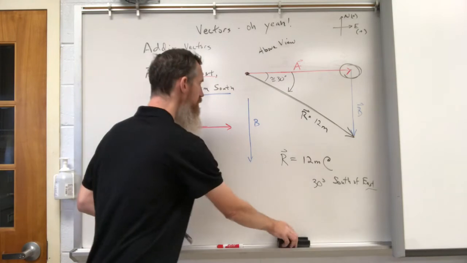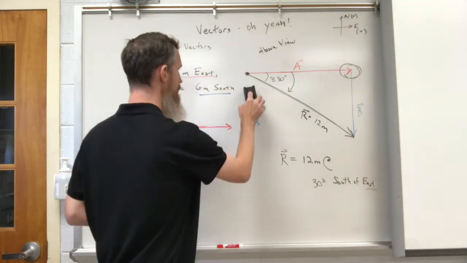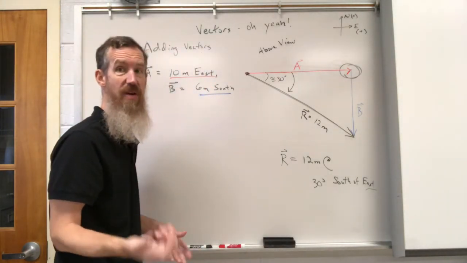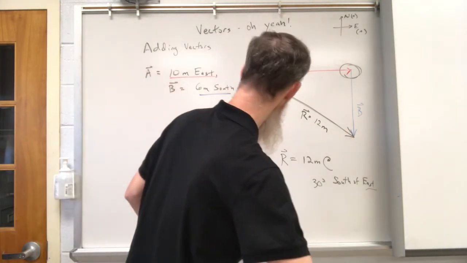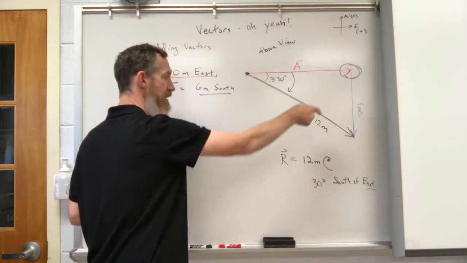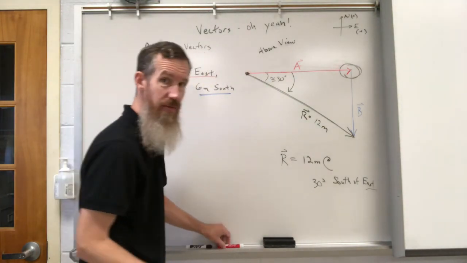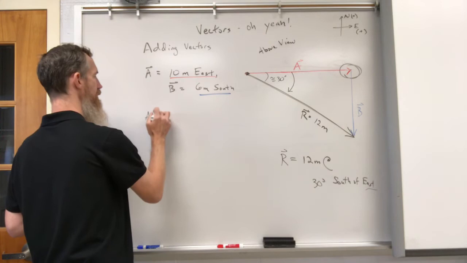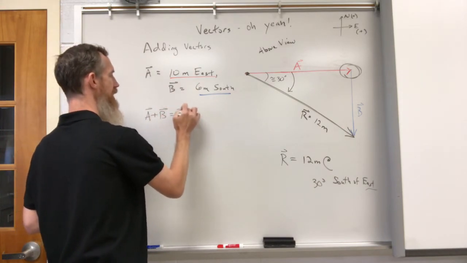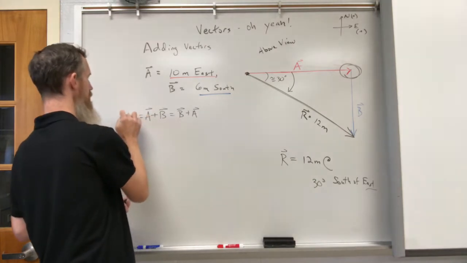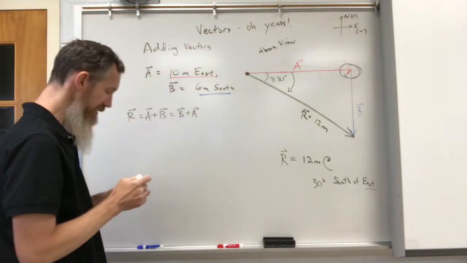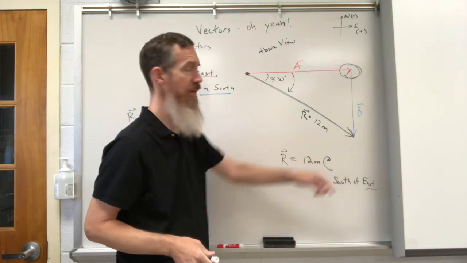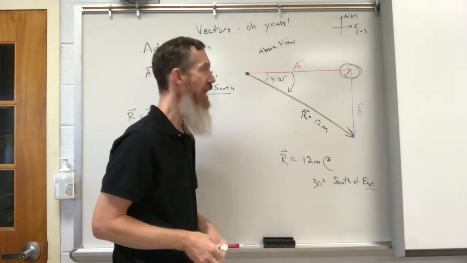Now, the wild thing is that vectors, when they're added, can be added in any order, so that instead of doing A and B giving me the resultant, in theory, the way vectors work is that A plus B is equal to B plus A. And they will both give me a resultant. That means I could have, instead of going 10 east, then 6 south, I could have gone 6 south, then 10 east. And it would have ended up in the same place.